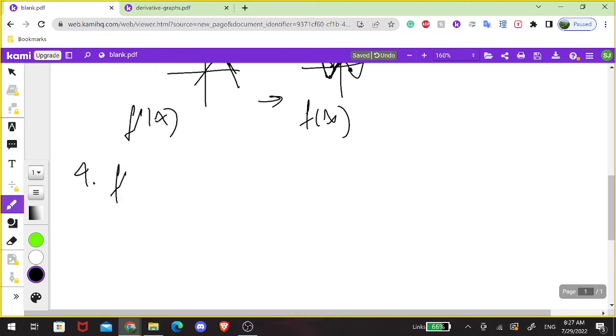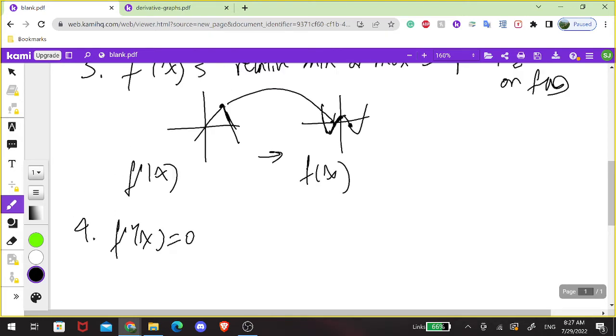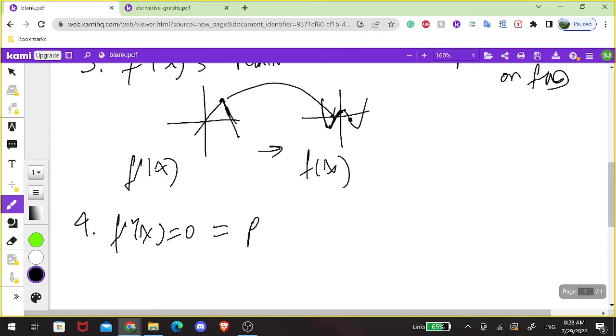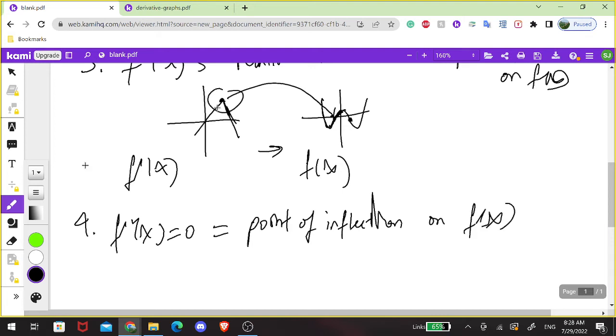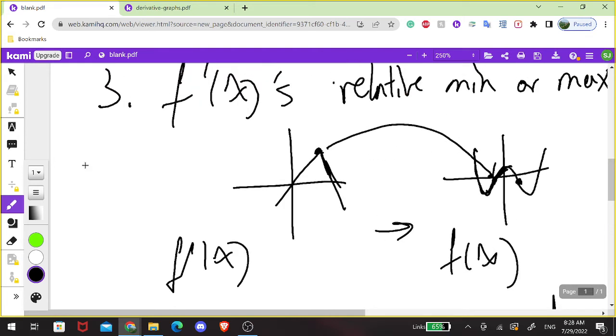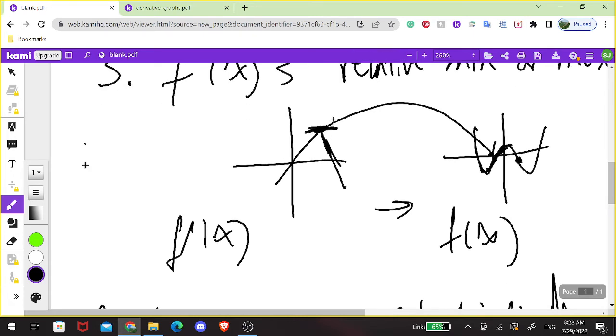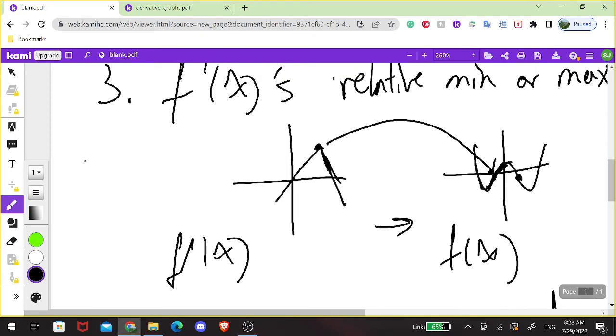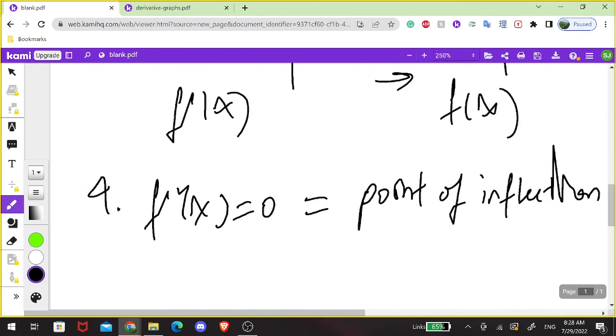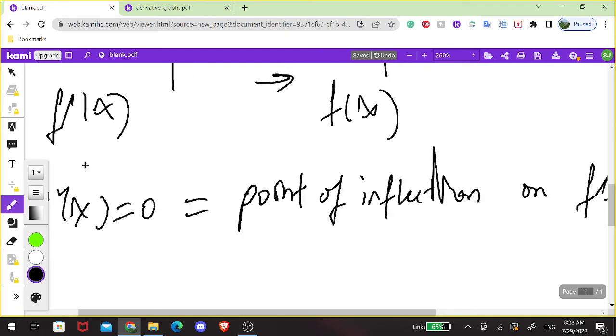So the next one we have: if f double prime of x is equal to 0, that is the same thing. That is also equal to a point of inflection on f of x. And that makes complete sense. Why? Because if this graph is f prime of x, then at this line, it shouldn't be sharp, I should draw a round edge, but let's assume this is round. Then at this point, as we learned earlier, because this is the min or max, the derivative of this has to be equal to 0. And if the derivative is equal to 0, then it's the same point. It's a point of inflection.